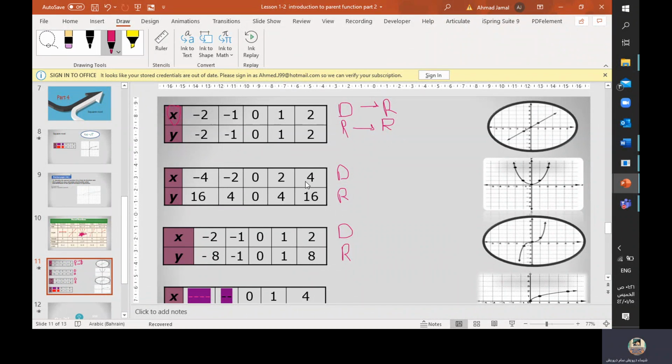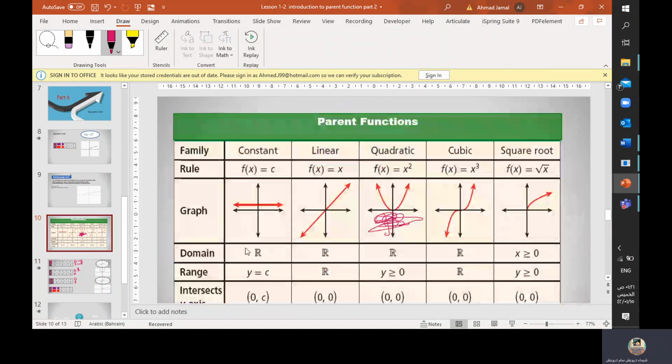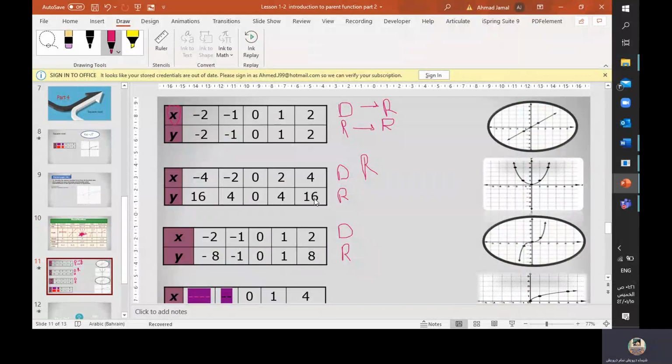Domain here: positive numbers, yes. Negative numbers, yes. So R. Range here: positive numbers, yes. Negative numbers, no. So we should write all positive numbers. How can I write all positive numbers? We should write y greater than 0. So all numbers greater than 0, not negative numbers. What is the meaning here? All positive numbers, so y should be greater than or equal to 0. Why did I write y greater than or equal to 0? Because there is no negative number here.